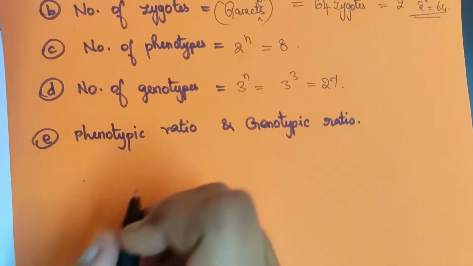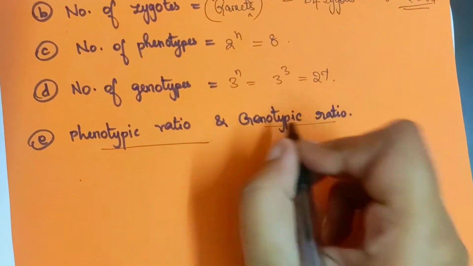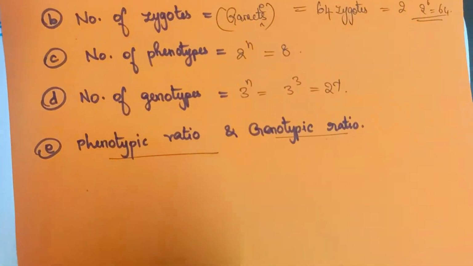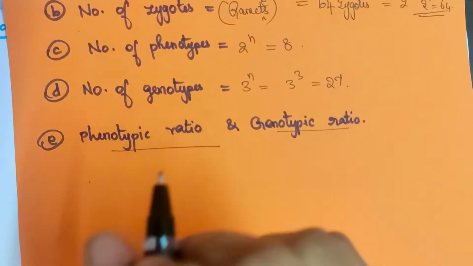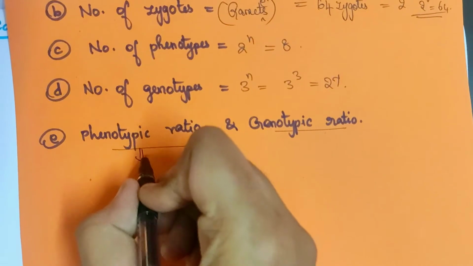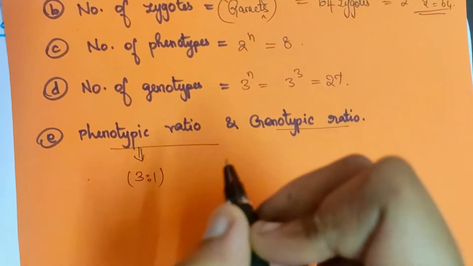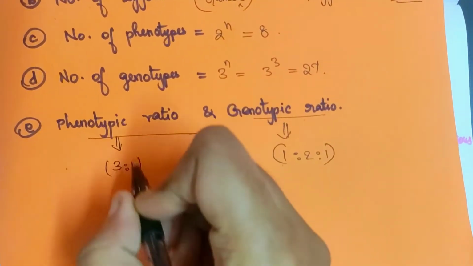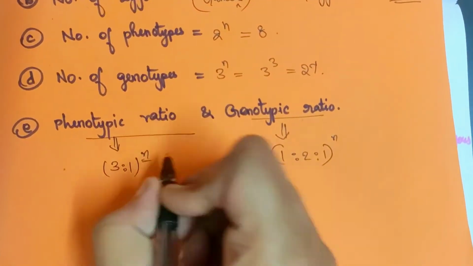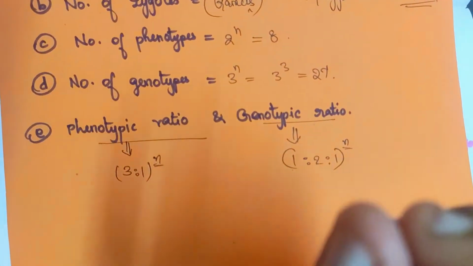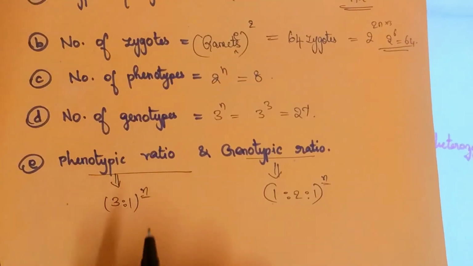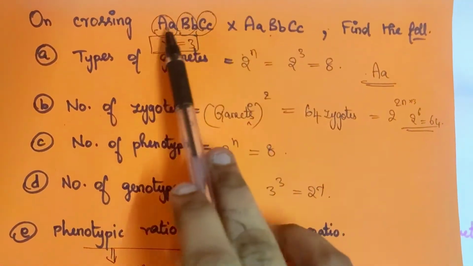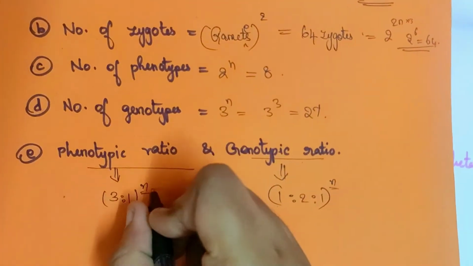Now, sometimes they ask you to find the phenotypic ratio and genotypic ratio also. So that time, we know Mendel's phenotypic ratio for monohybrid cross. What is the monohybrid cross phenotypic ratio? It is 3:1, right? 3:1 for monohybrid cross. Genotypic ratio is 1:2:1 for monohybrid cross. Just put power n. Whatever number you have here denotes the dihybrid cross or trihybrid cross. Here we are doing a trihybrid cross because we have 3 characters. So you have to just substitute 3 here.